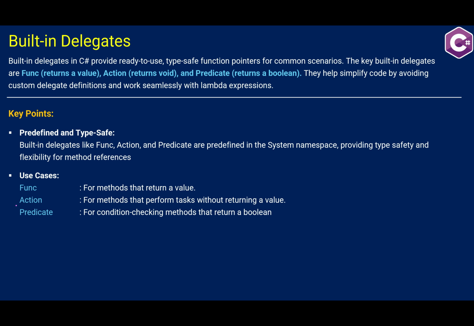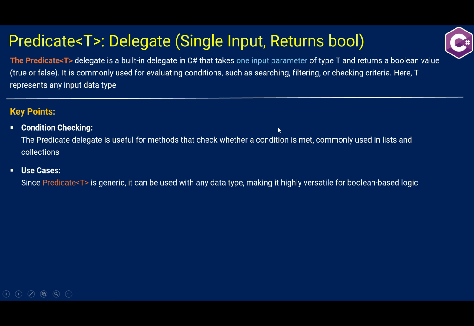In this video, let's try to understand what the predicate delegate is. Predicate delegate is a built-in delegate in C# that takes one input parameter of type T and returns a Boolean value. It is commonly used for evaluating conditions such as searching, filtering, or checking criteria. Here, T represents any input data type.